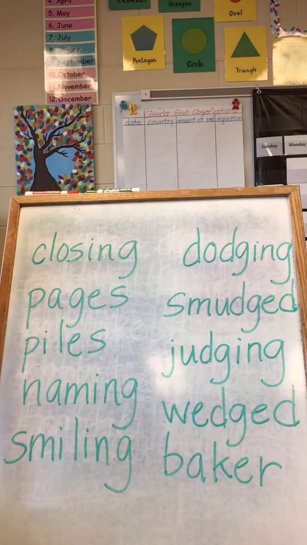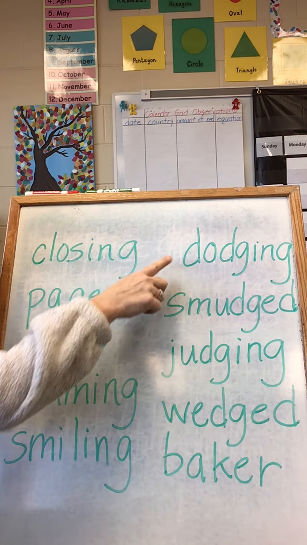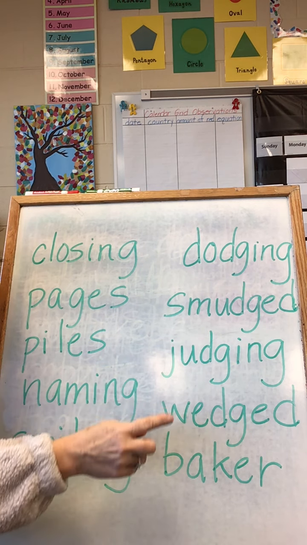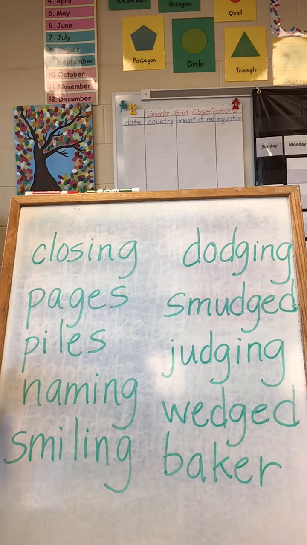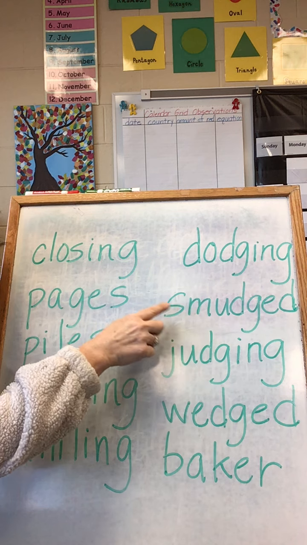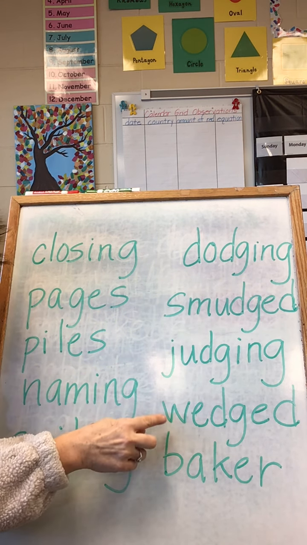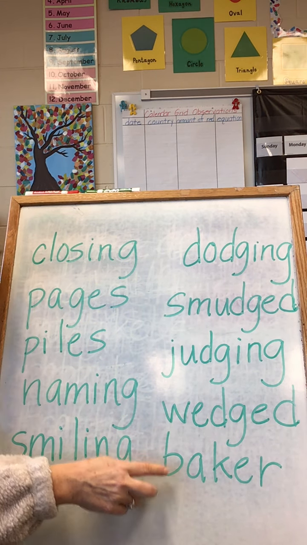All right, are you ready? We're going to say them a little bit quicker now. Closing, pages, piles, naming, smiling. Dodging, smudged, judging, wedged, baker. One more time. Closing, pages, piles, naming, smiling. Dodging, smudged, judging, wedged, baker.